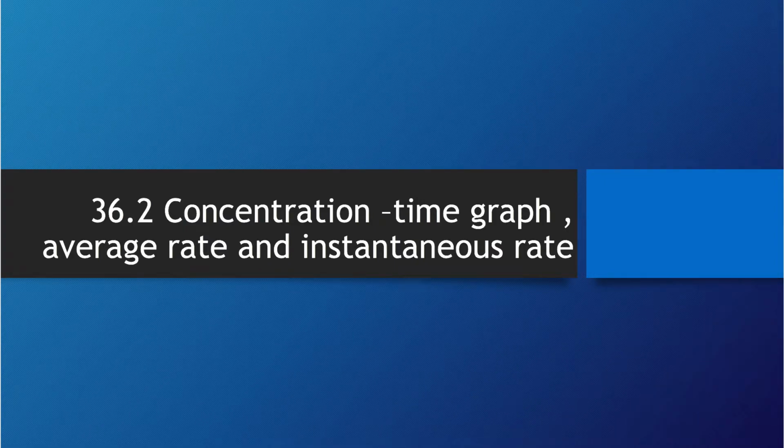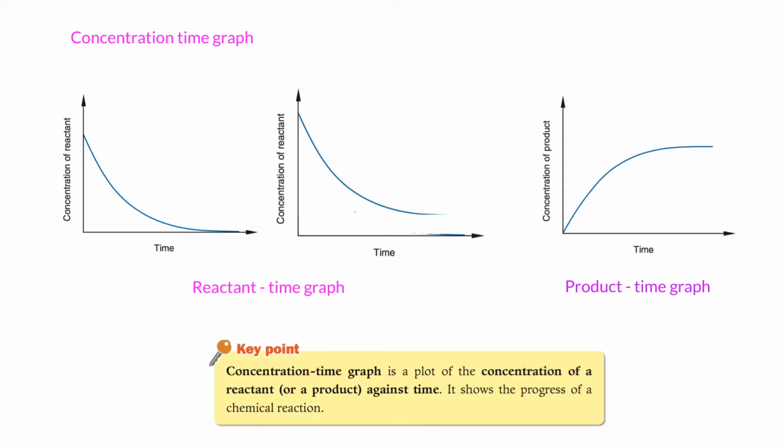In this video we're going to talk about the concentration-time graph and also the average rate and instantaneous rate. For the concentration-time graph, in the textbook we have only this one. The one on the left-hand side, I added one more. This one is the reactant-time graph. We are talking about the change in concentration of the reactant.